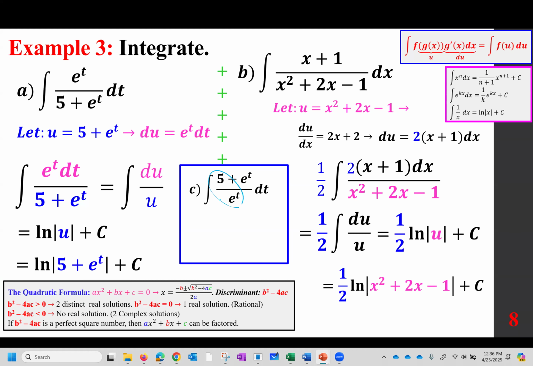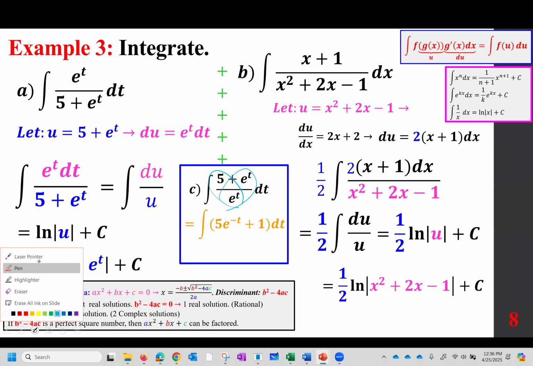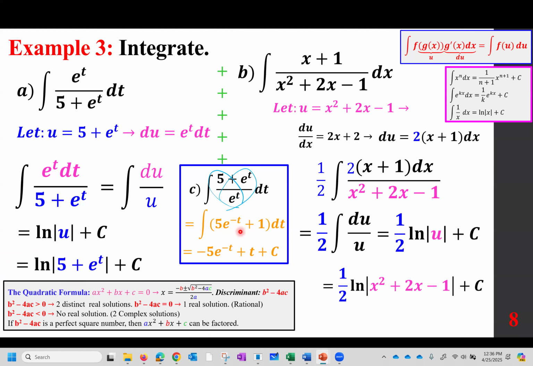This is 5 e to the power minus t. This is 1. And I don't need a substitution. The answer is minus 5 e to the power minus t. This is t and a constant, and you're done. So compare and contrast. We must use a substitution. We don't need a substitution in this example.